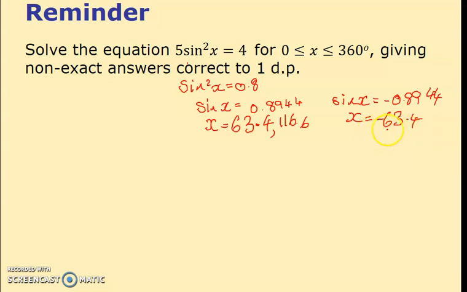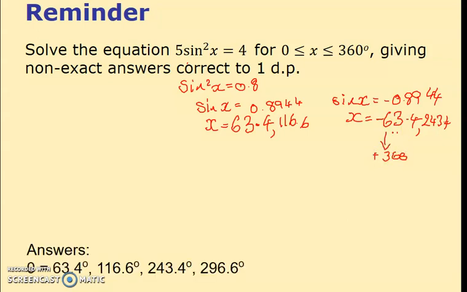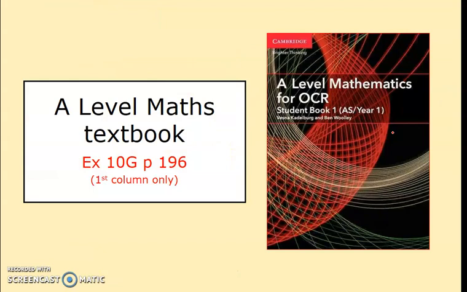This one, well, I'm going to have to do that same thing. So 180 minus it is 243.4 when I do it. And this one I'm going to have to add on 360 to put it into the right zone. So if you get your answers, I reckon that is about right. Yes, that'll work. And then that's what you've got to do.